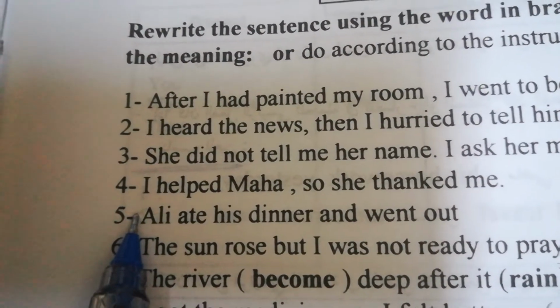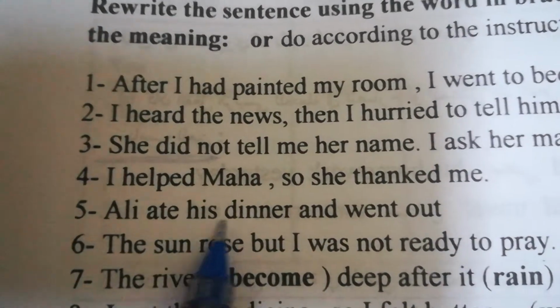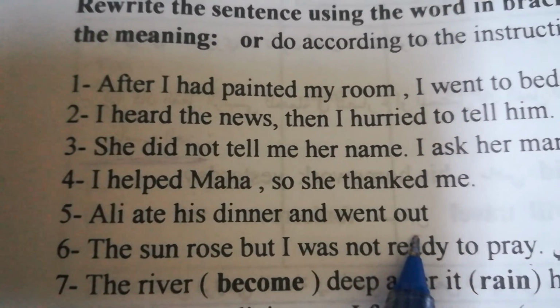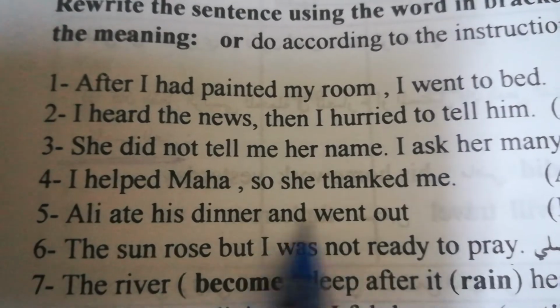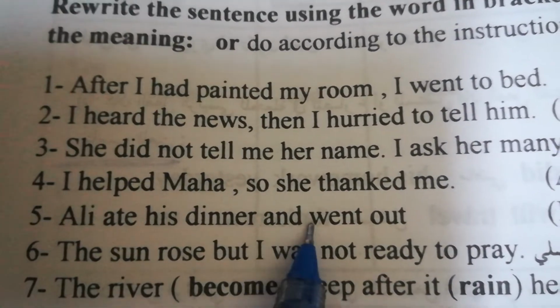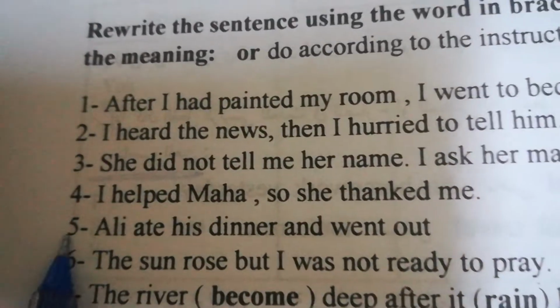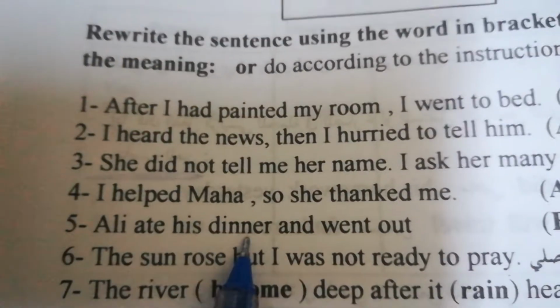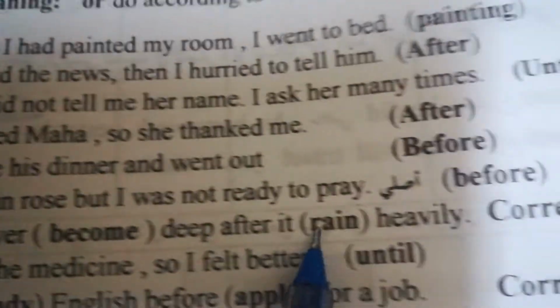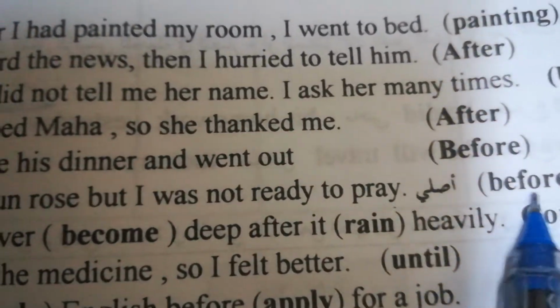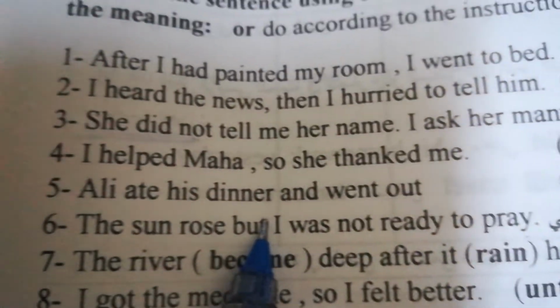Good. Number 5, use before. Before, past simple, past perfect. Ali ate his dinner and went out. Before Ali went out, he had eaten his dinner. Number 6, I say before with small letter, used in the middle.